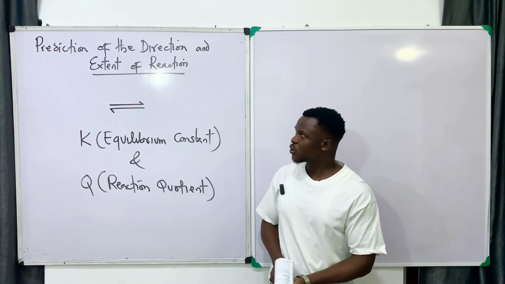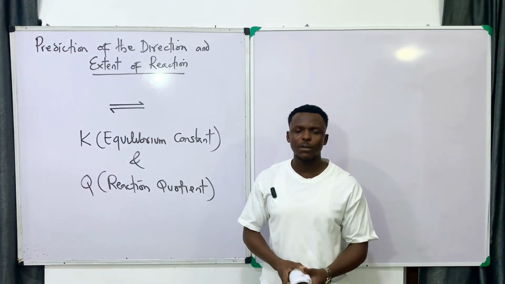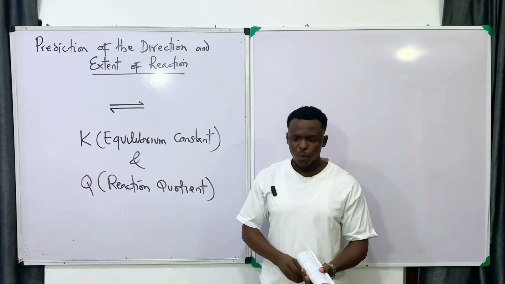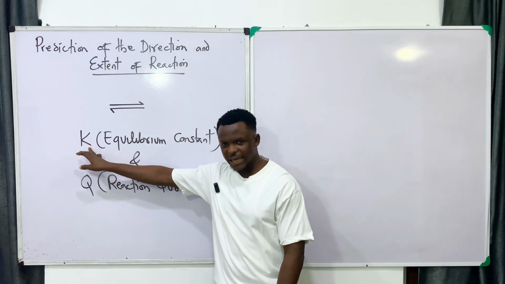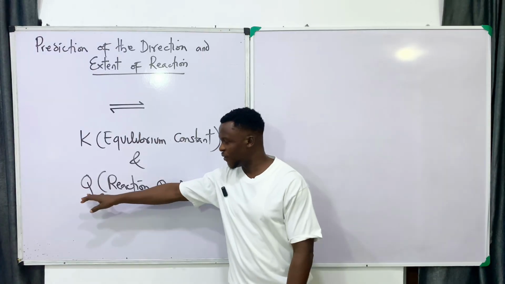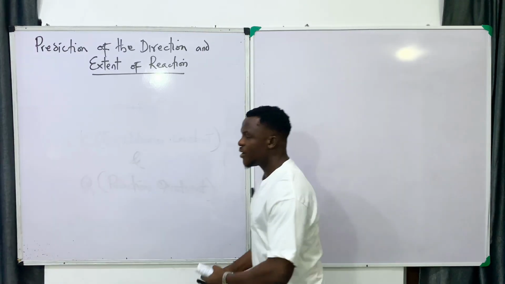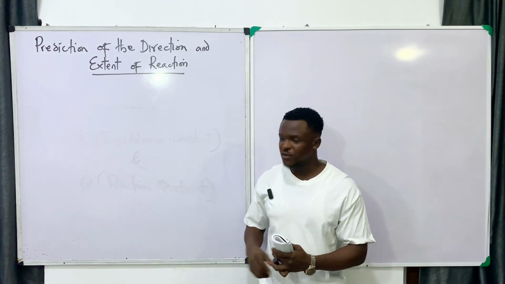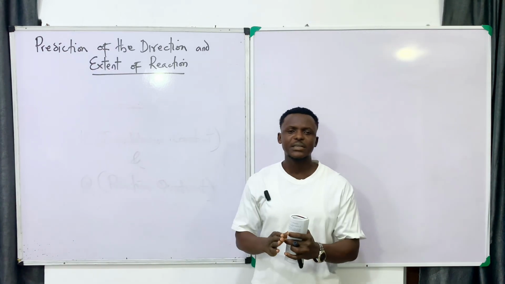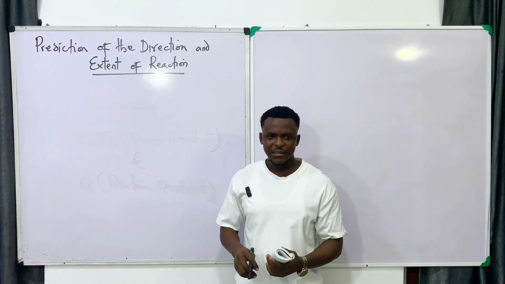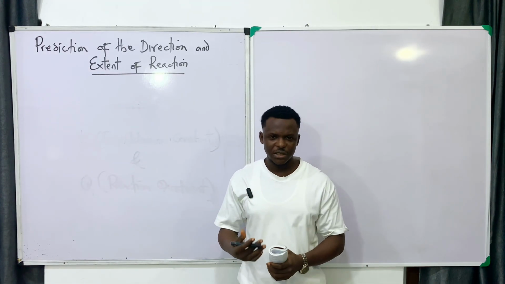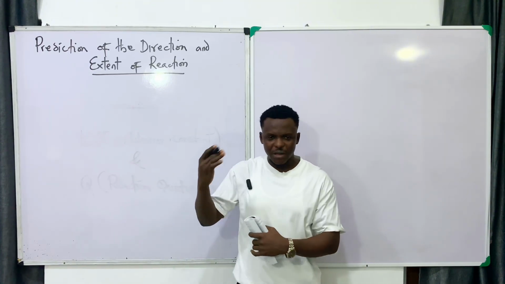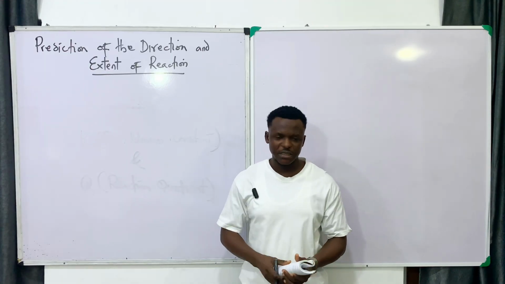So like I said, for us to be able to predict the direction of a reaction that is reversible, we need to know the value of the K, and also the value of the Q, so that we can compare. To predict the direction or extent of a reaction, we need to compare equilibrium constant and reaction quotient. Reaction quotient is a new terminology we are hearing for the first time. But equilibrium constant, we have been hearing as long as chemical equilibrium is concerned.